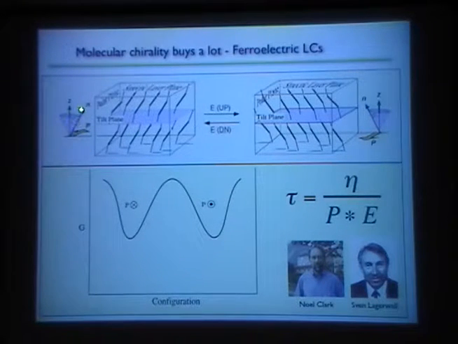In the bulk, absent any surfaces, the molecules can be anywhere on this cone, and the polarization just follows around because it's always along z cross n.